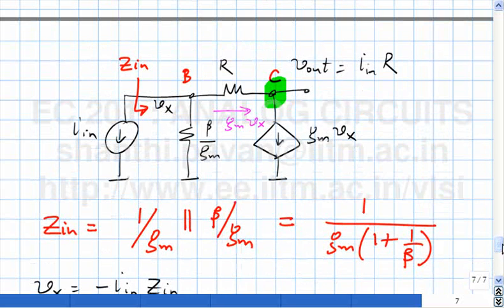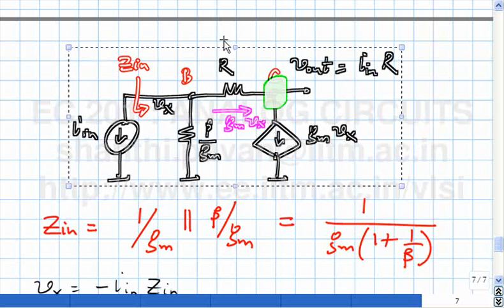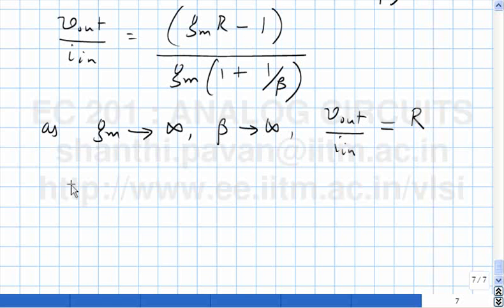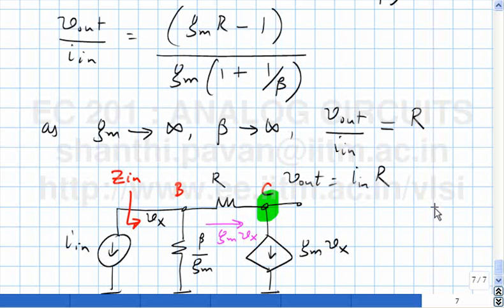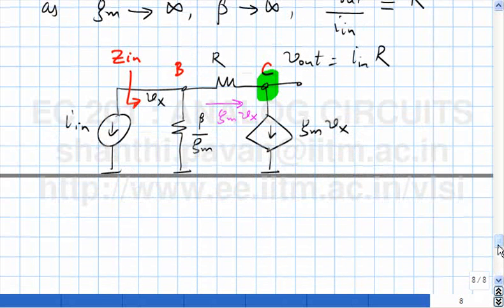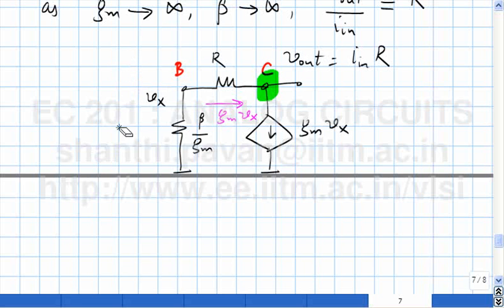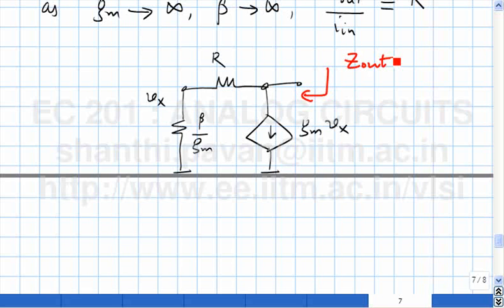The last thing is to find the output impedance. To find the output impedance, what will you do? You have to de-energize all the independent sources and apply a test voltage or current source at the output port and measure the current flowing. So what would you suggest? Should I apply a voltage and measure the current, or should I apply a current and measure the voltage? Things are in shunt, so it makes sense to apply a test voltage at the output and measure the current flowing out through that test voltage source.